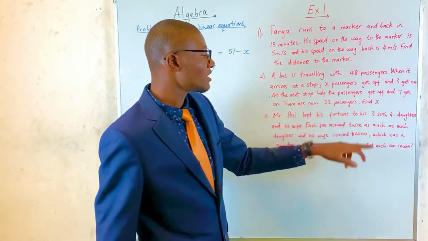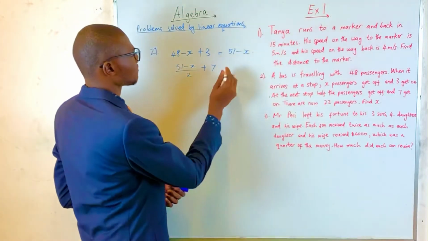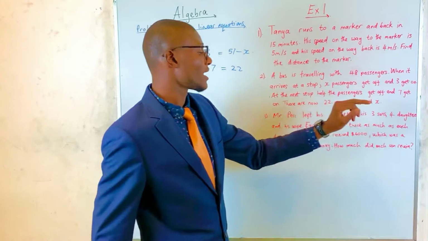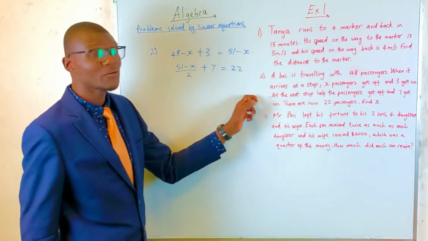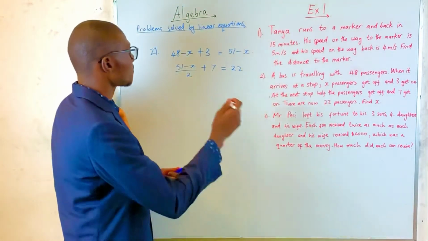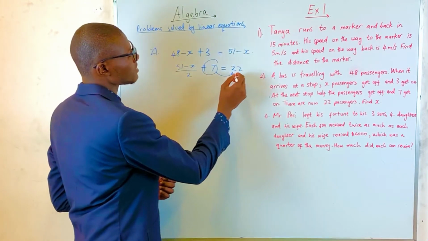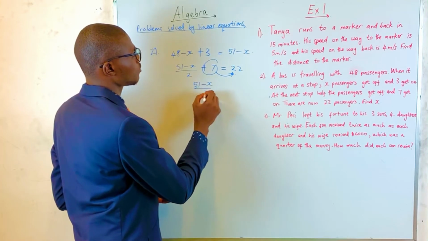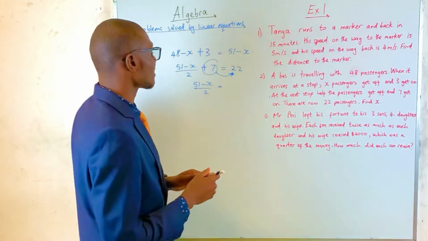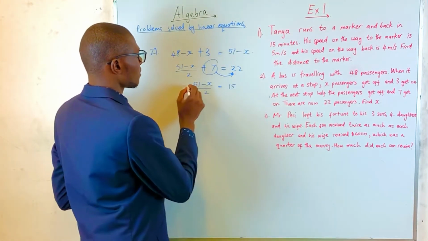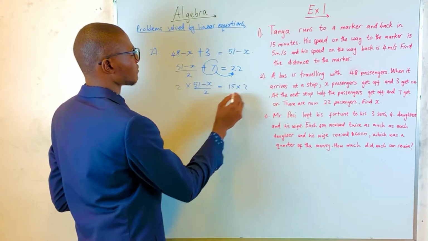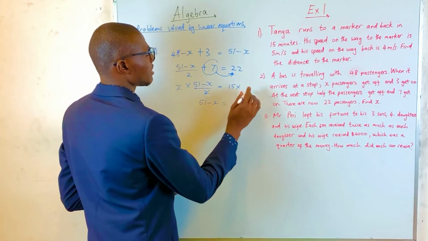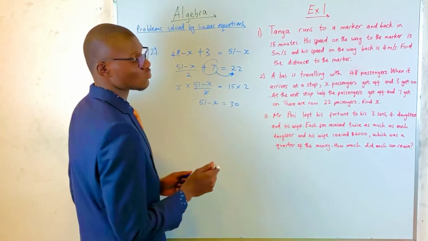Then there are now 22 passengers. So this is said to be equal to 22. The question requires us to find x. So for finding x, we're simply going to solve this equation, yeah? So if you collect like terms, if you take the positive 7 to the right hand side, we've got (51 minus x) over 2 is equal to 22 minus 7, which is 15. So if you multiply both sides by 2 to get rid of the denominator, we've got 51 minus x being equal to 30. 15 times 2 is 30.